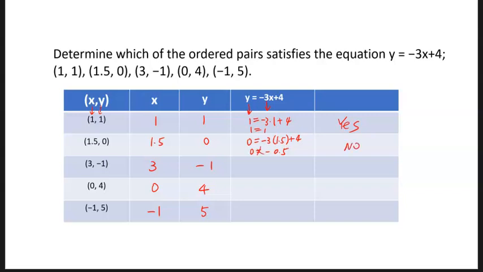We can continue to check the others. So y is negative 1. In this case, x is 3. Then we simplify: negative 3 times 3 is negative 9. Negative 9 plus 4 gives us negative 5. So it's saying negative 1 equals negative 5. Again, that's not an answer. And the next one, y is 4 and x is 0. Notice that any number times 0 is 0, plus 4 is equal to 4. So we do get 4 equals 4 in this case. So that is a solution.